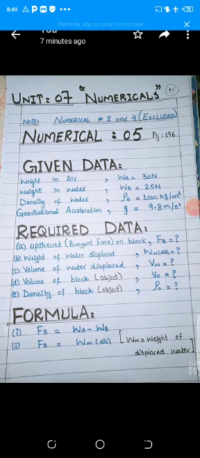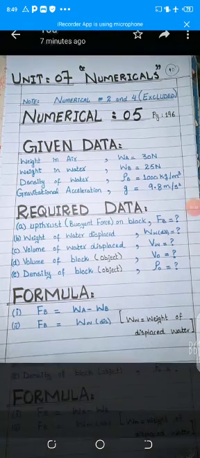Now the required data: A is given to you, the upthrust or buoyant force on the block FB equals question mark, the weight of the water displaced equals question mark, volume of water displaced equals question mark, volume of block object equals question mark, density of block is question mark. We are going to find these five unknown values.